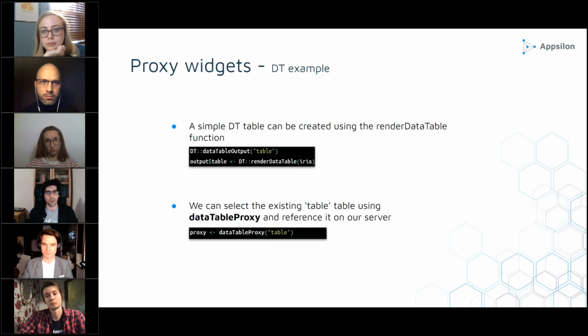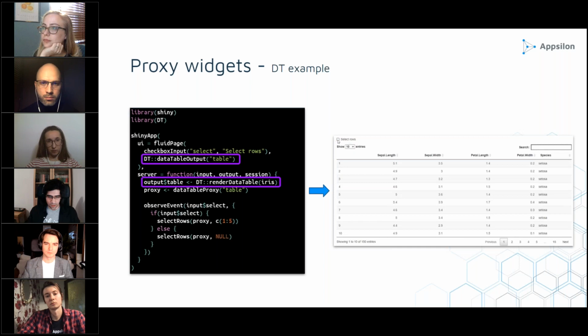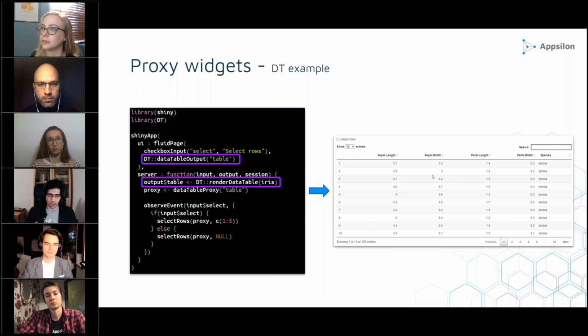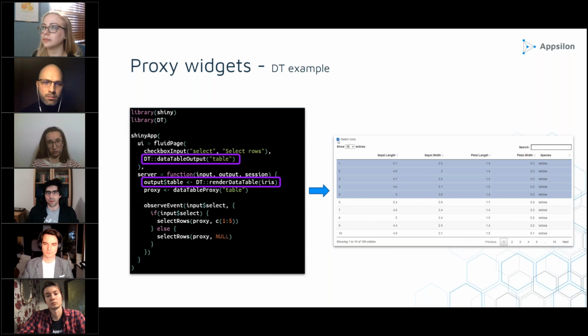And you can see that this is basically an example of how you could use a proxy. We define our data table output, and we fill it in with our render table and, in this case, the iris dataset. Then if we save the reference to the proxy of that element using data table proxy, we can just manipulate it. In this case, we have a small checkbox, and every time the checkbox changes, we call a specific proxy update function, which in this case is select rows, and we just select or don't select the first five rows of the table.